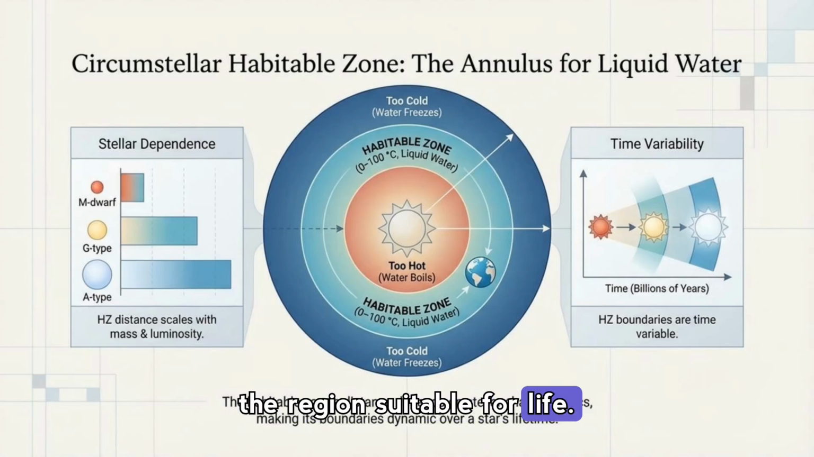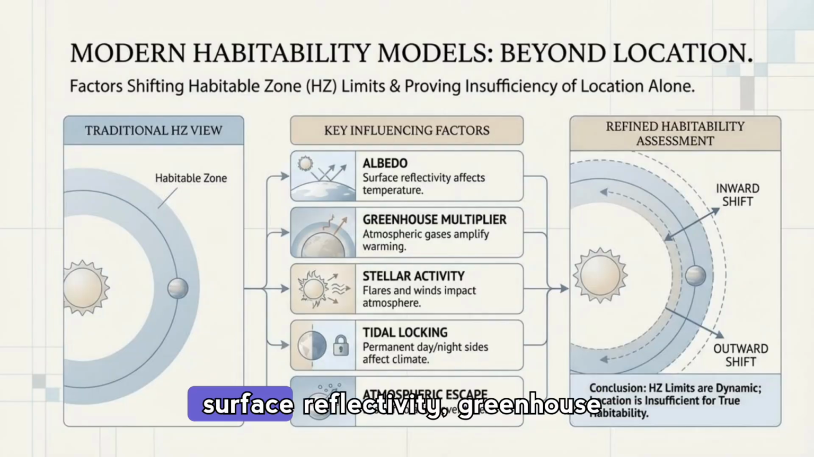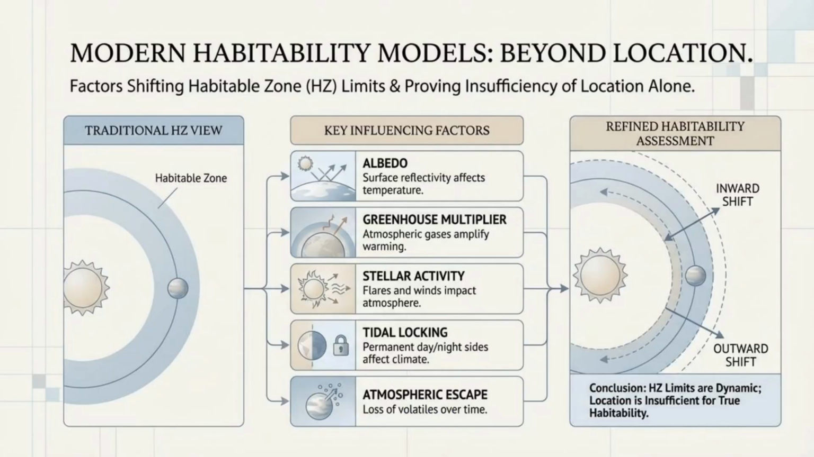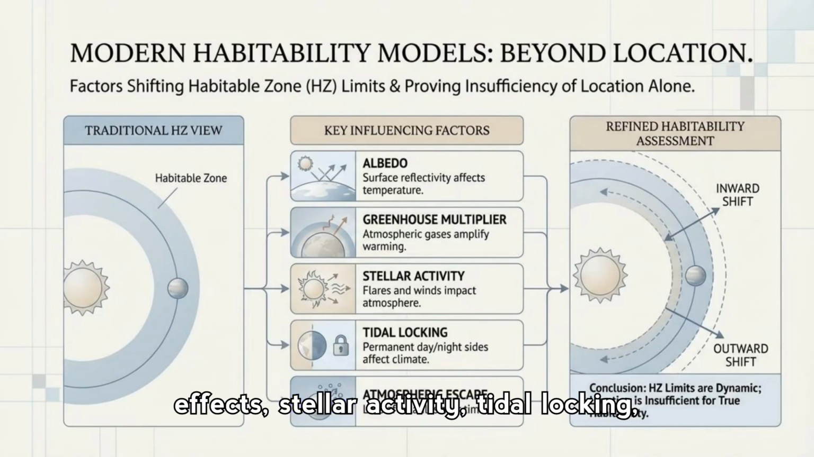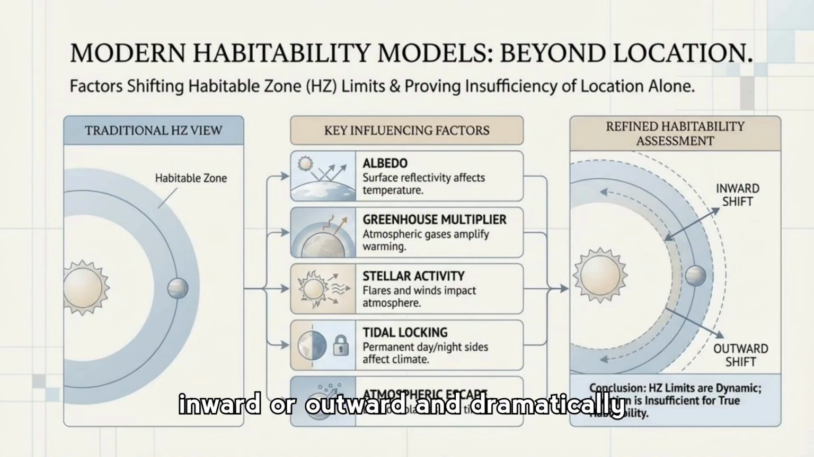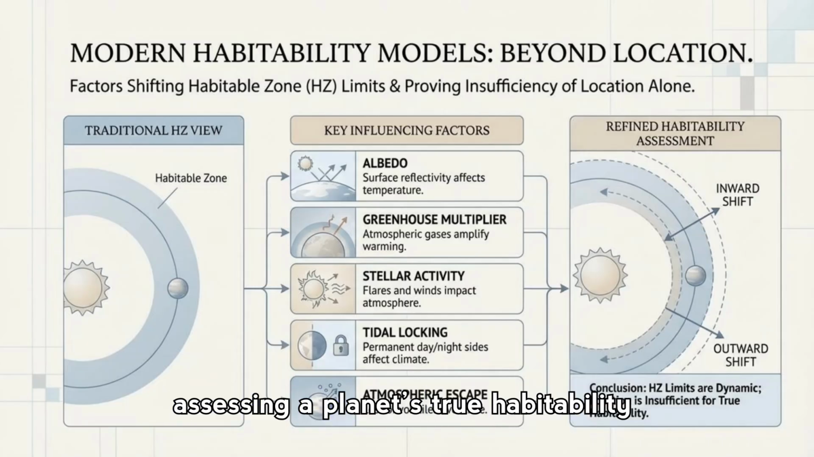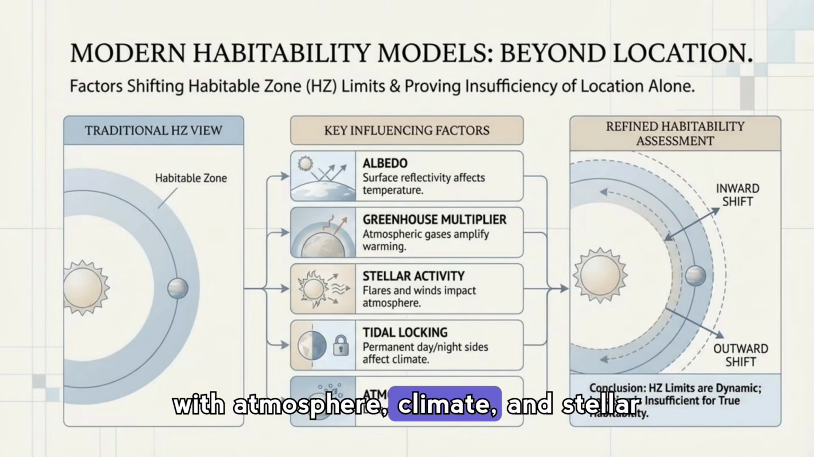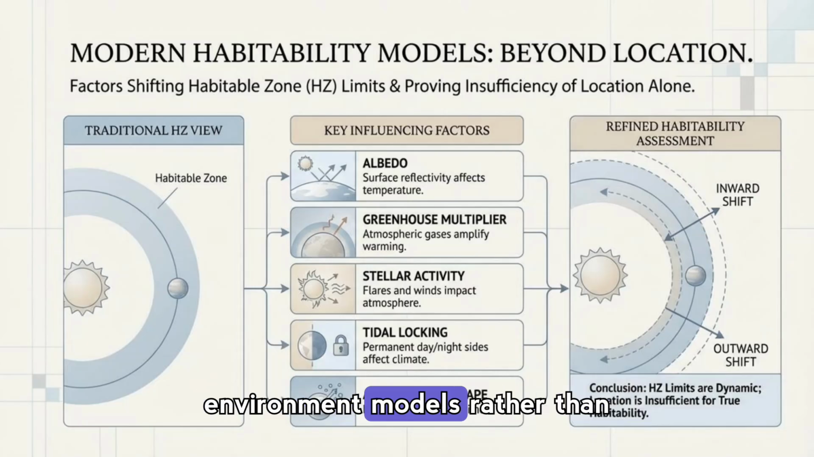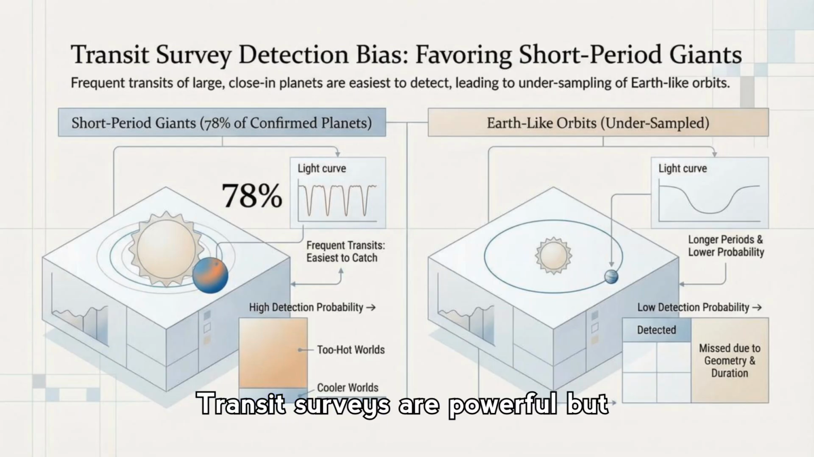regions suitable for life. Modern habitability moves beyond simple location and considers surface reflectivity, greenhouse effects, stellar activity, tidal locking, and atmospheric escape. These factors can shift the habitable zone inward or outward and dramatically change surface conditions. So assessing a planet's true habitability requires combining orbital position with atmosphere, climate, and stellar environment models rather than relying on distance alone.